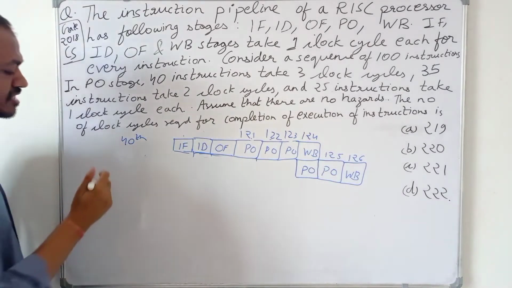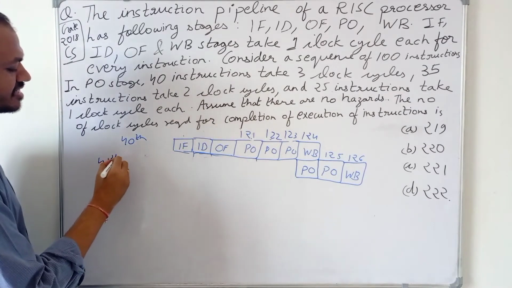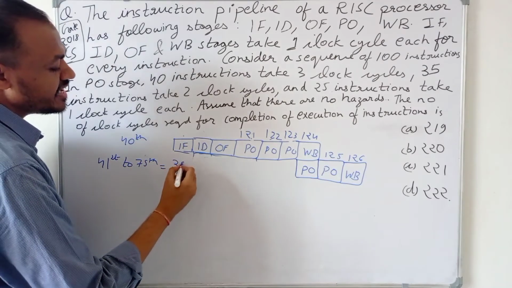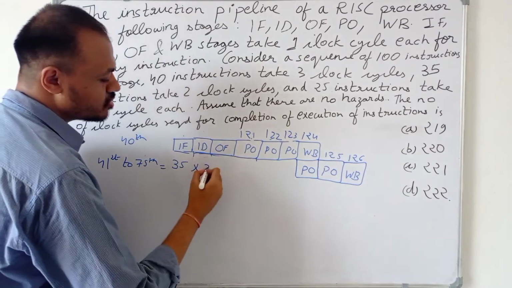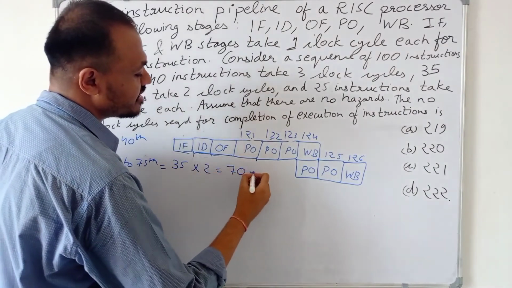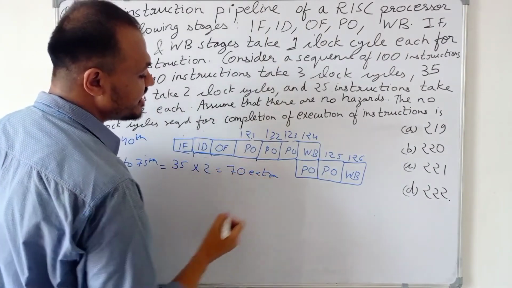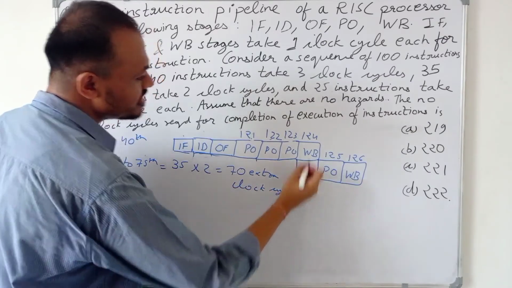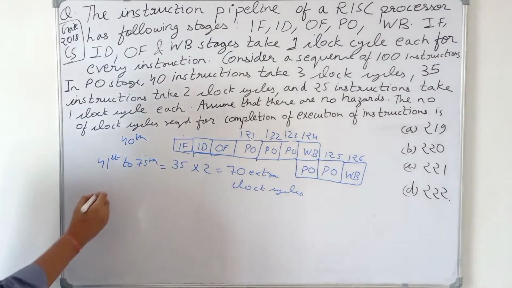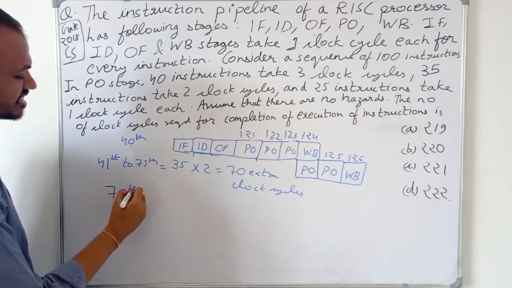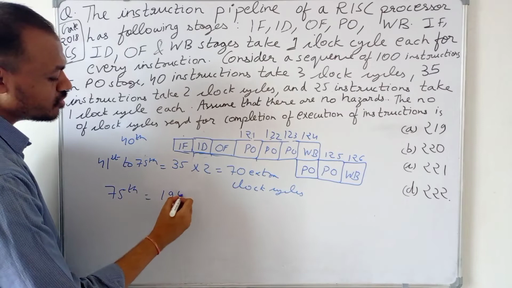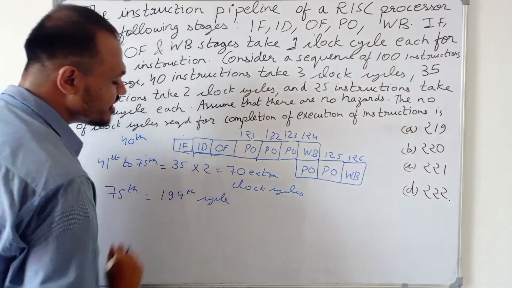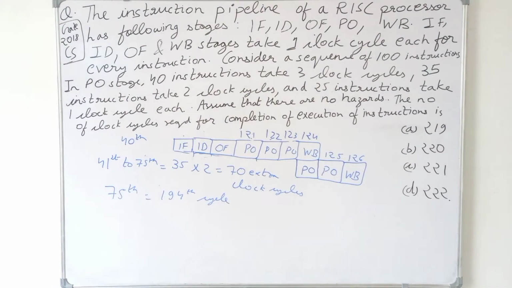From the 41st to the 75th, 35 instructions, each will take 2 clock cycles extra. So there will be 70 extra clock cycles. 70 extra to this 124. So the 75th instruction will be completed in the 194th clock cycle.